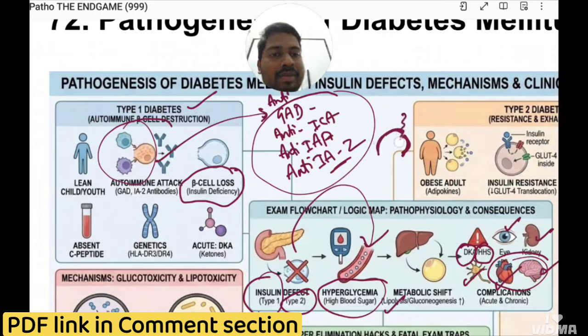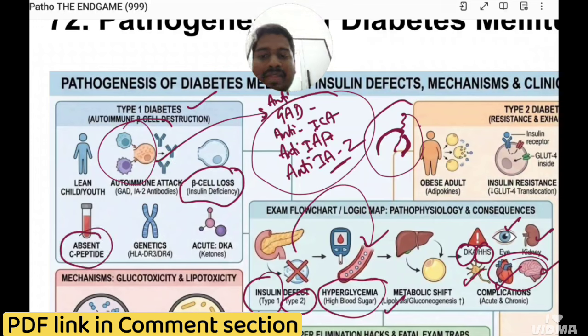Now then this C peptide is cleaved. So since there is insulin deficiency, C peptide levels will also be absent. There is HLA predominance. Okay, we had seen in rheumatoid arthritis, DR3 was involved. In HLA-B27, it was ankylosing spondylitis. Similarly, we had seen for SLE, HLA DR2 and DR3. Similarly, for diabetes mellitus, it is DR3 and DR4. Okay, acute complication is DKA, where there is increased ketone synthesis.